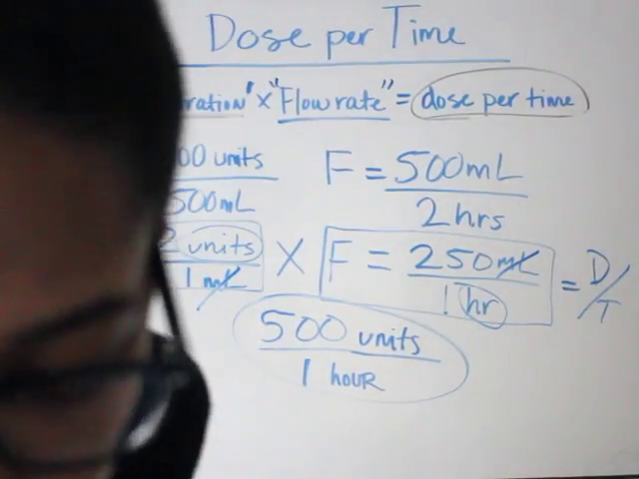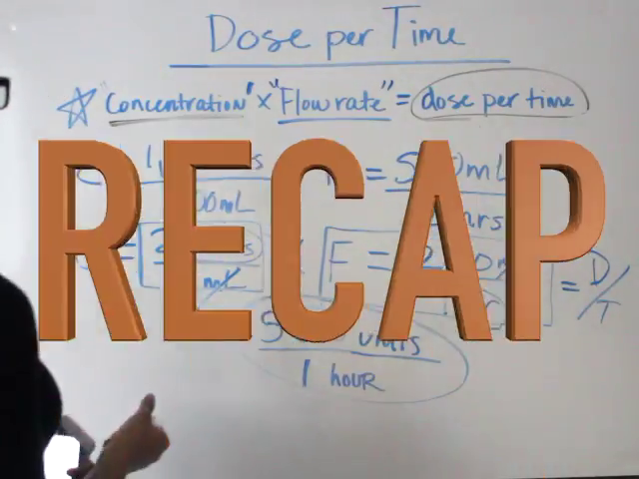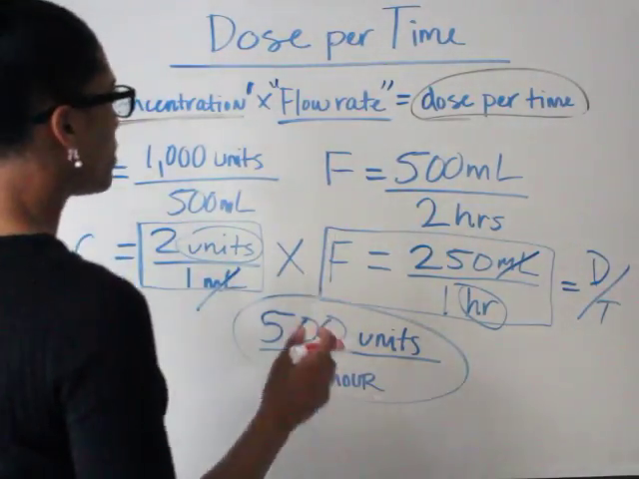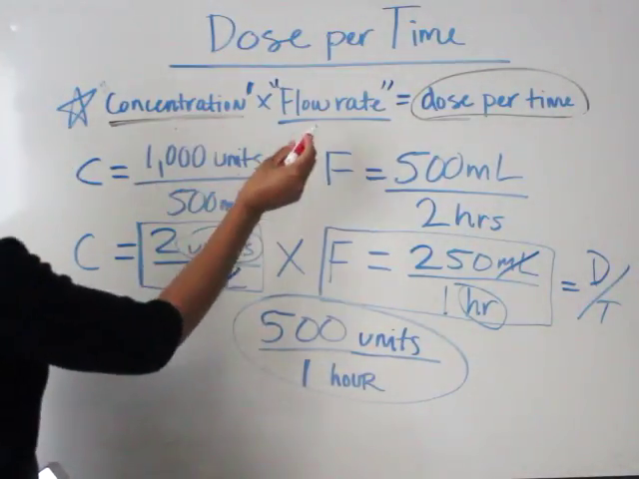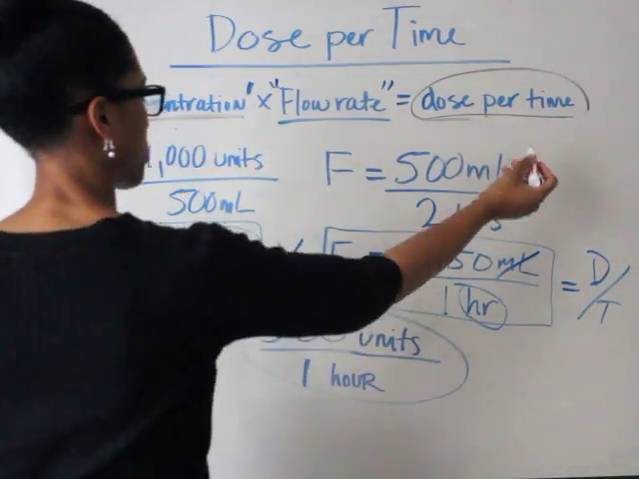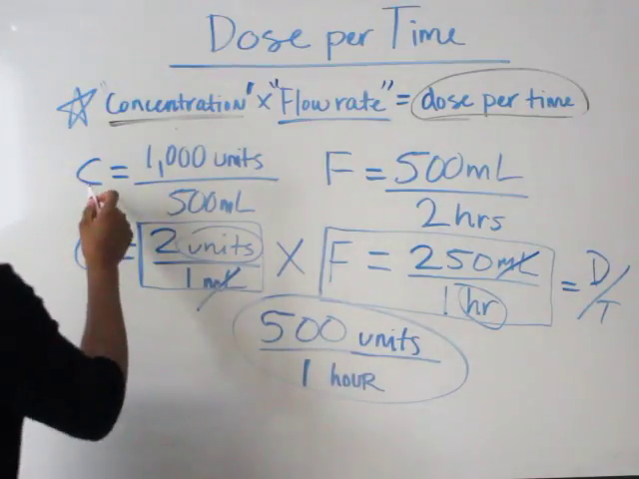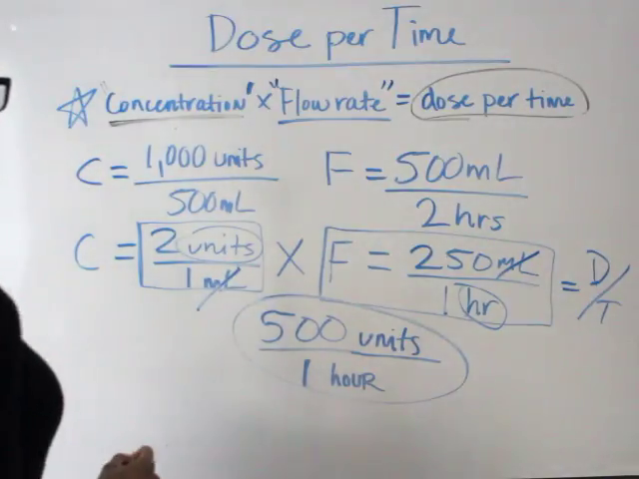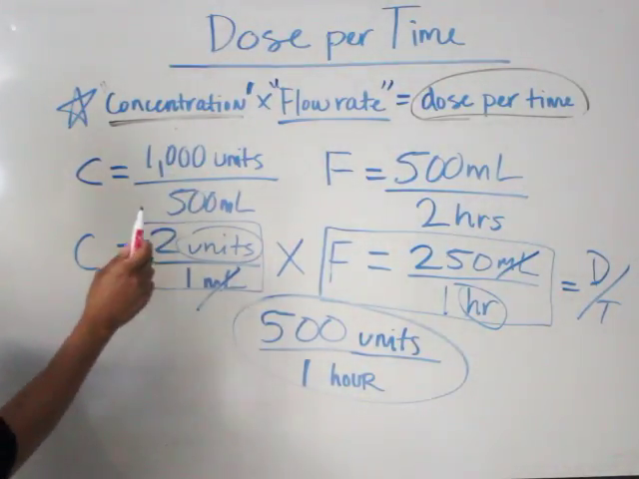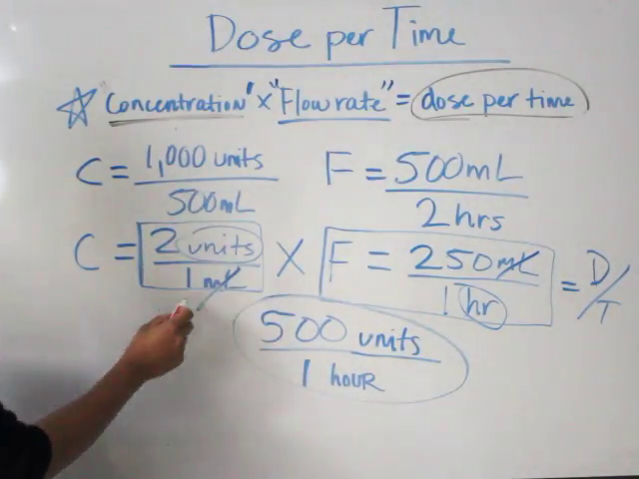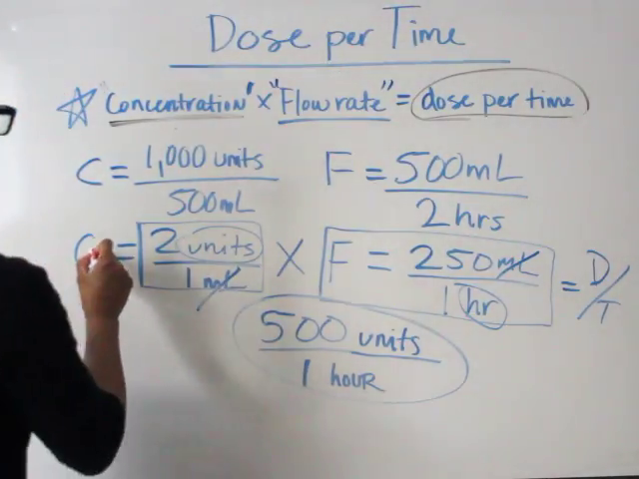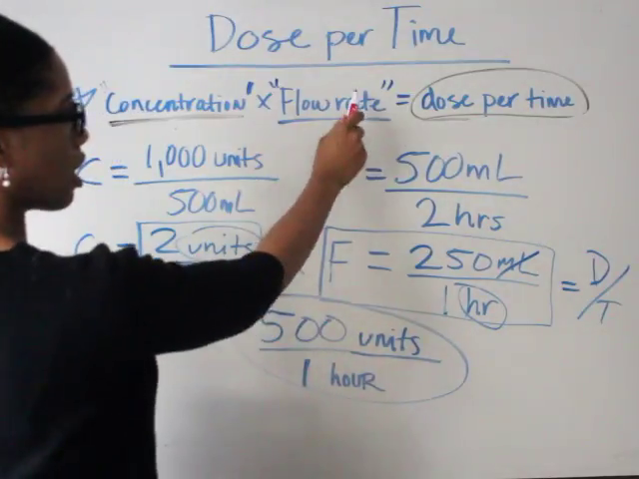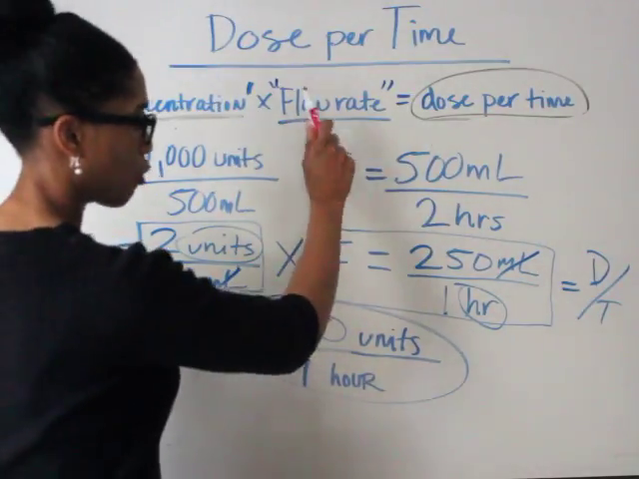And while we're at it, just to recap a little bit, let me run through it one more time with you very quickly. To get dose per time, we need concentration times the flow rate, and that will give us the dose per time. In this case, the concentration was 1,000 units divided by 500 ml. When we simplified that, it gave us 2 units over 1 ml. So that's our concentration. And then we need the flow rate, because the formula calls for flow rate.